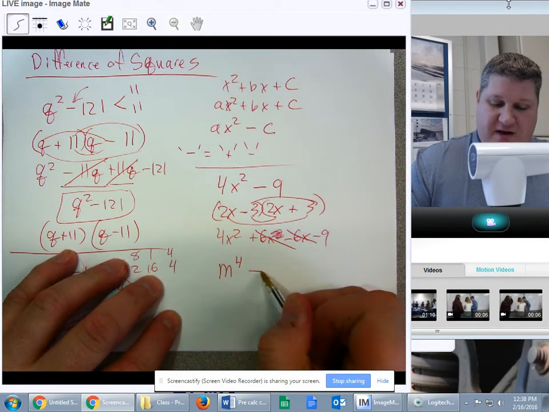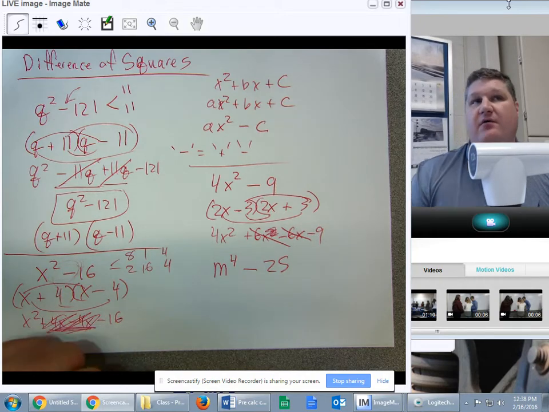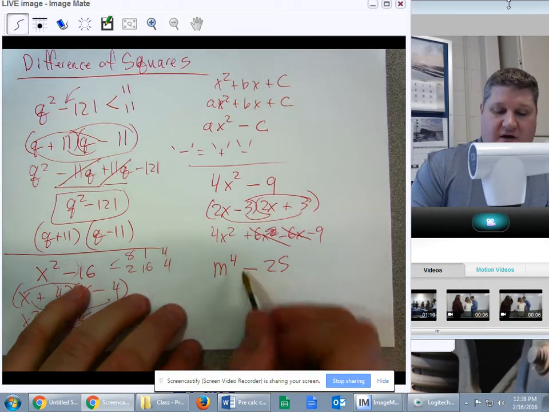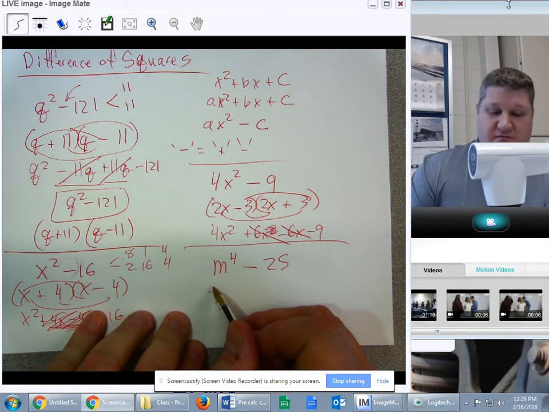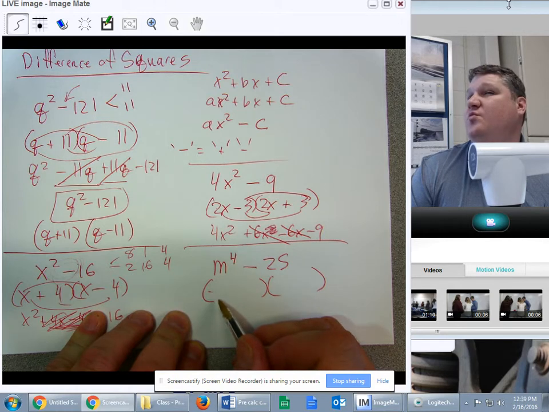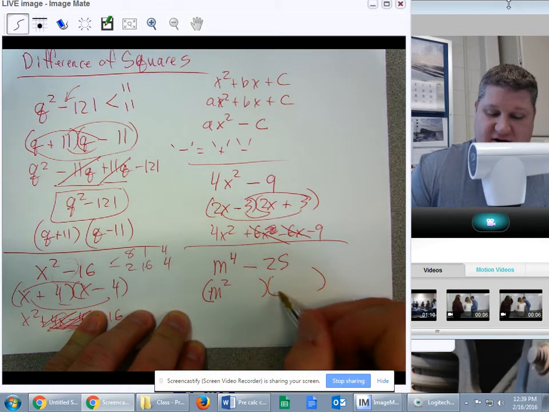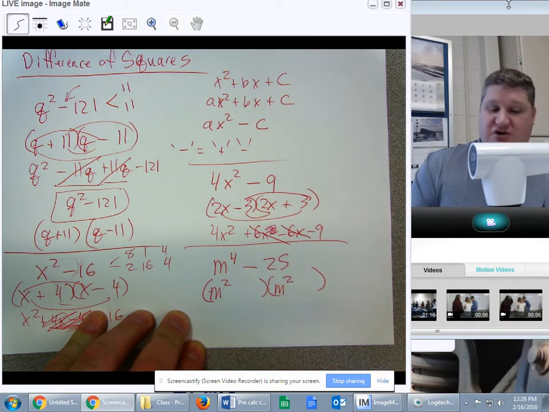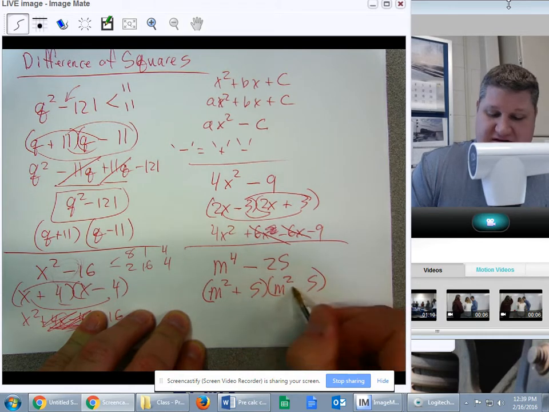Let's do something more difficult: m to the 4th power minus 25. How do I get m to the 4th minus 25? Split up m to the 4th into what and what? m squared and m squared, and 25 goes into 5 and 5, plus and minus.